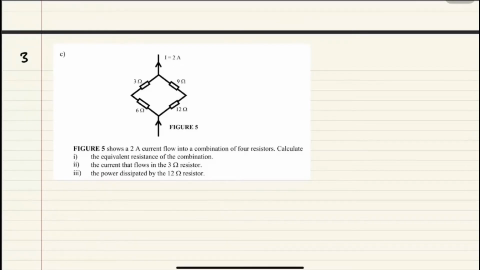Okay, dia kata figure 5 shows a 2 ampere current flows into a combination of 4 resistors. Calculate the equivalent resistance of the combination, the current that flows in the 3 ohm resistor, and the power dissipated by the 12 ohm resistor. So they want to calculate the equivalent resistance.